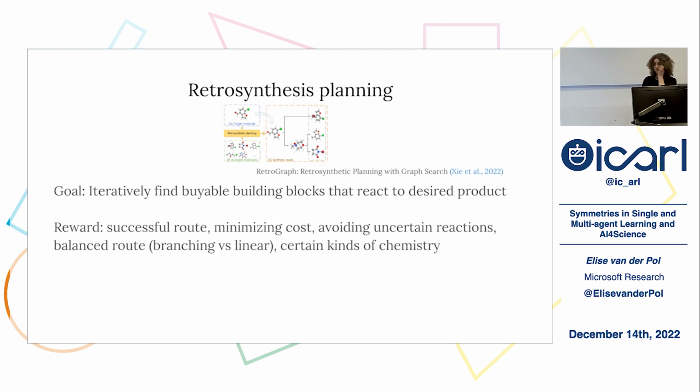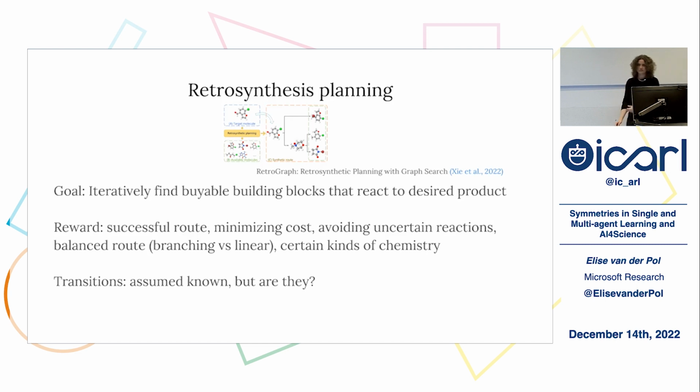So reward is somewhat difficult to specify here also. You could, of course, just assign a reward if you find a successful route, but maybe you also want to minimize the financial cost of all the compounds that you would have to buy. Maybe there are certain reactions that you're a bit uncertain about or that you think are a bit dangerous, so you want to avoid them. You would probably prefer a balanced route rather than one that requires you to do 100 different reactions. And you might want to avoid or prioritize certain types of chemistry.